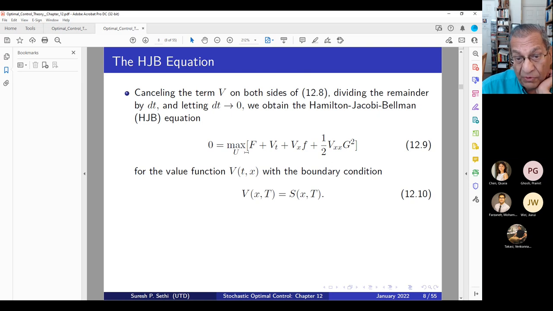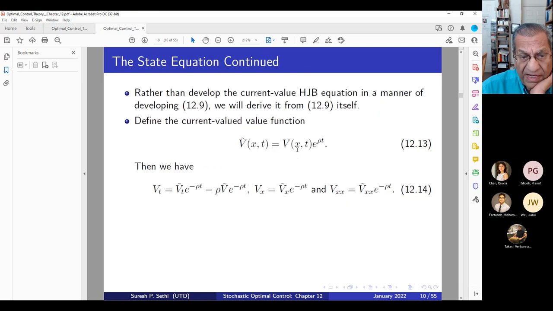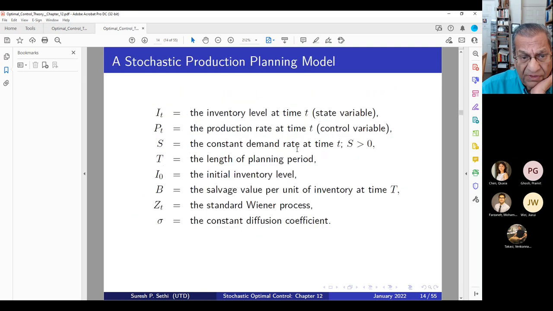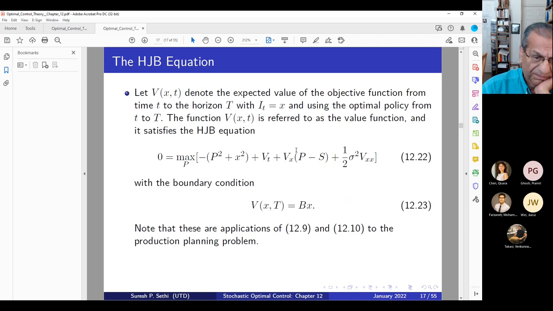Okay, we substitute the value of F. We know what F is and we know what G is. Okay, so we're going to substitute those and get an equation which looks like this. So this is zero on this side because it's a present value. Optimal control is B is our control variable. And this is our F. This is V sub T. This is V sub X. No, this is our objective function. This is our objective under this integral in the objective function.